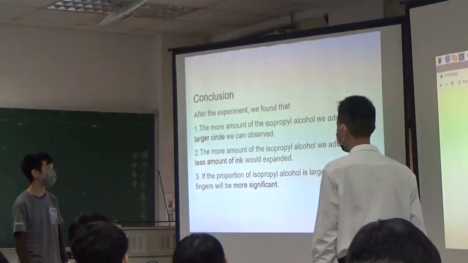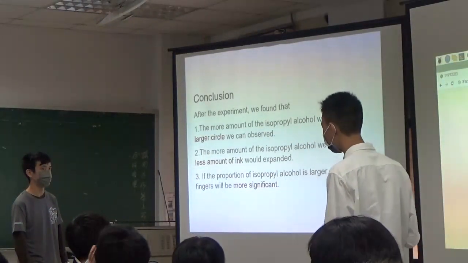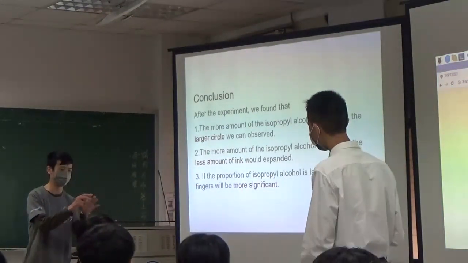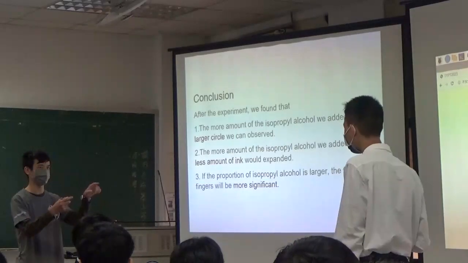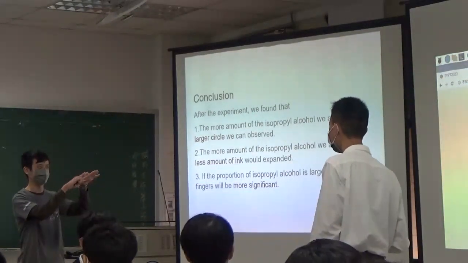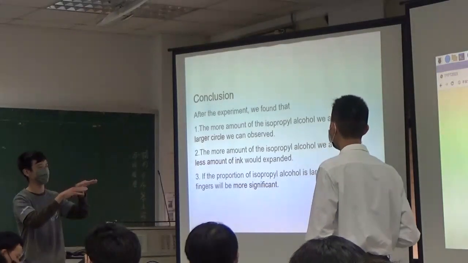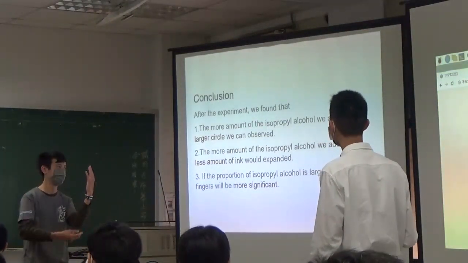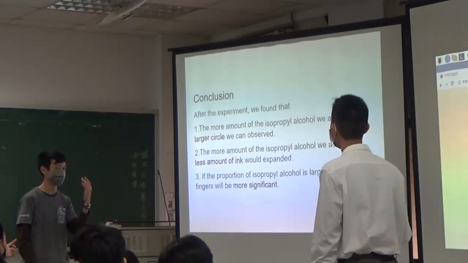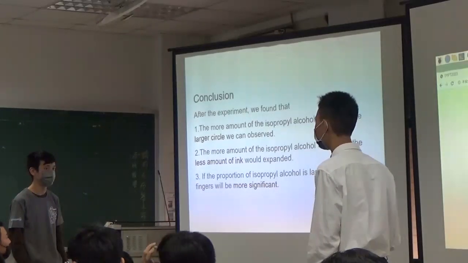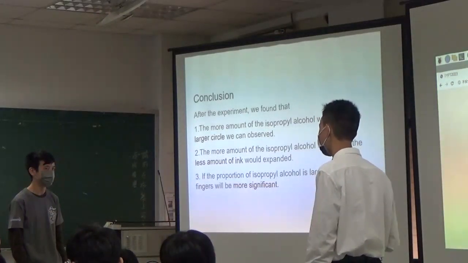Larger circle, which means more fractal fingers? No, the larger circle means we can measure the length of the longer diameters of the circle. The finger is the outside of the circle. You can see the lines, the branches of the tree. So the amount of isopropyl alcohol does not influence the number of the fingers.